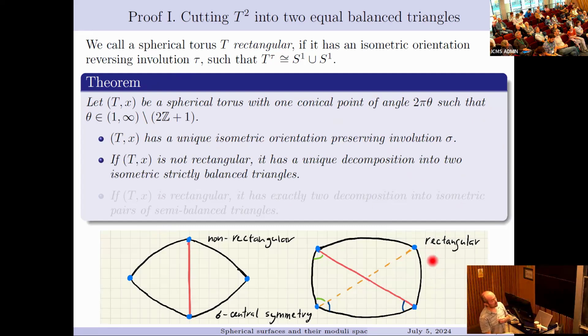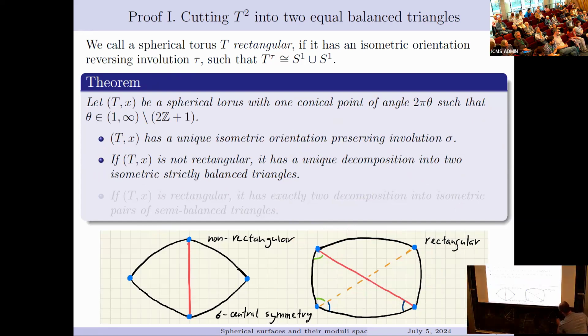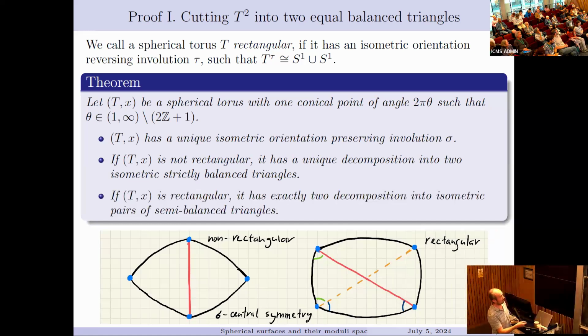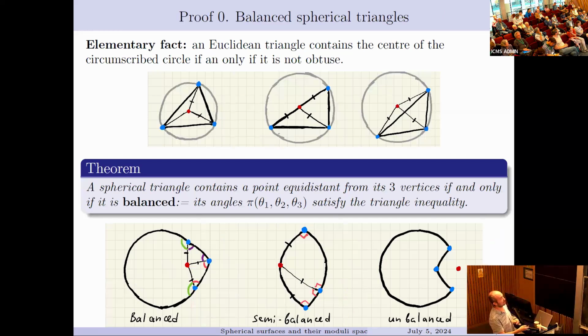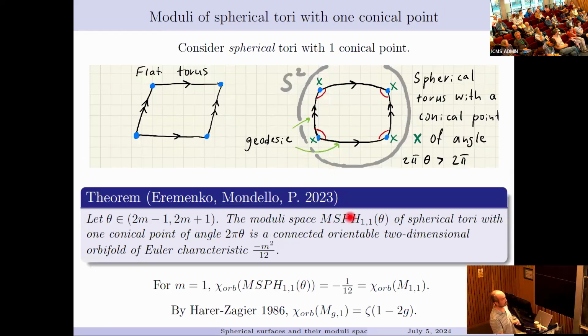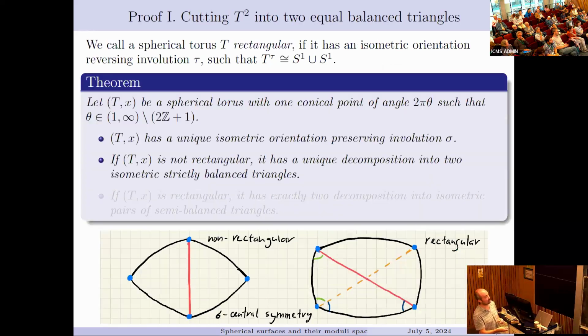Then, if the torus is not rectangular like this, then it can be uniquely decomposed into balanced triangles. So it can be glued from two isometric balanced triangles. And finally, if it happens that the torus is rectangular like here, then it can be glued from two triangles in two different ways. And this is basically the main result from which this theorem follows. Maybe I will show on the last slide what should be done next.